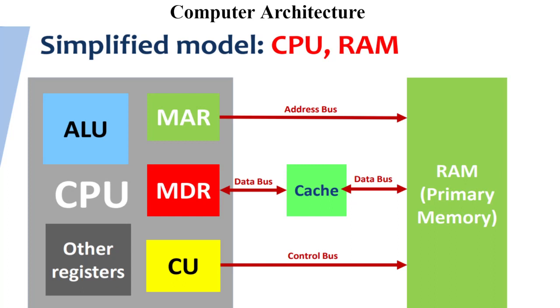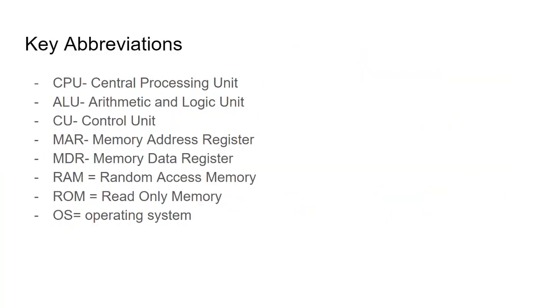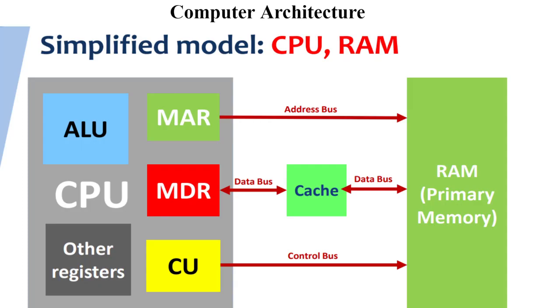So basically what we need is the right hand side and the left hand side. To the left hand side is everything within the CPU, such as the CU, MDR, MAR, ALU. Again, MDR is memory data register and MAR is memory address register. So I would suggest that you memorize this diagram by heart, because I can guarantee it is going to be coming in some form in the exam.